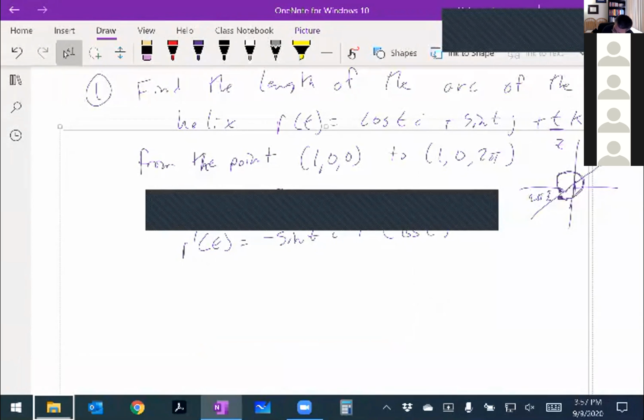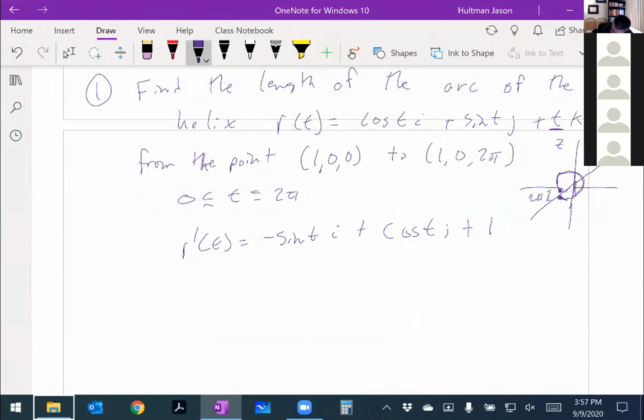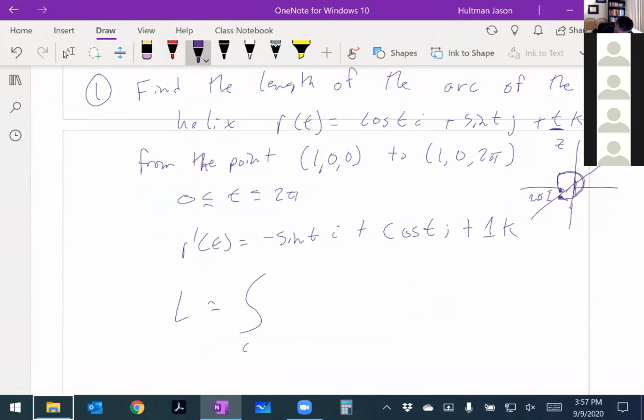There we go. Okay, plus k, right? 1k plus 1k. Okay, so that's r prime there. So now I set L equal to the integral from 0 to 2 pi of the square root of the first component squared, negative sine t squared. And some of you might already see that this thing's going to turn out really nice. Okay, plus cosine t squared plus 1 squared dt.